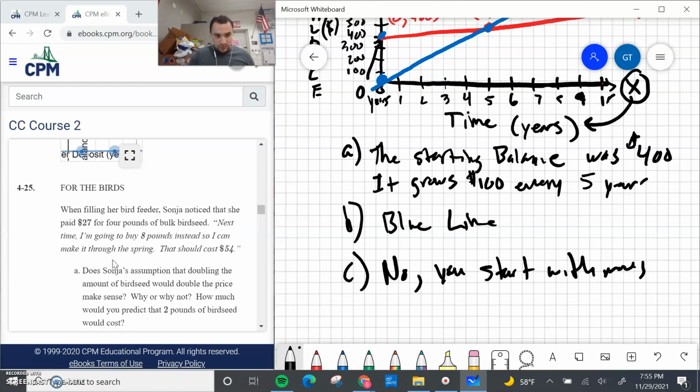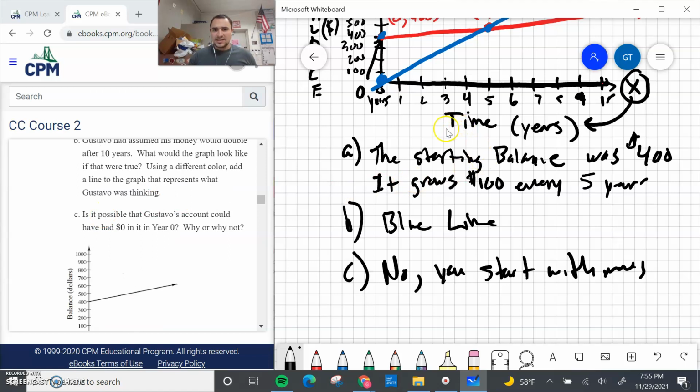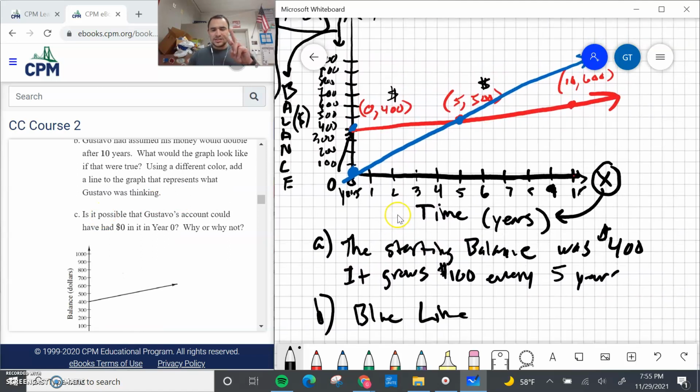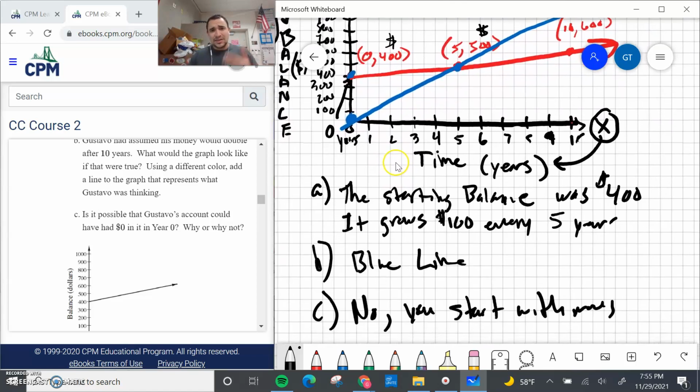All right, and then 425. I'm going to go ahead and pause real quick. Just know that we have 2 lines. The blue line is what he thought was going to happen. He's going to start at 0 and make $1,000. Yeah, right. And then the red line is regular.